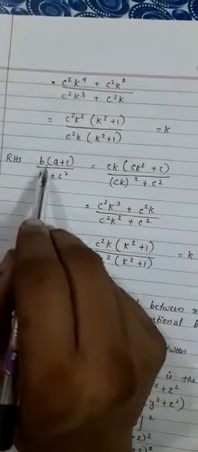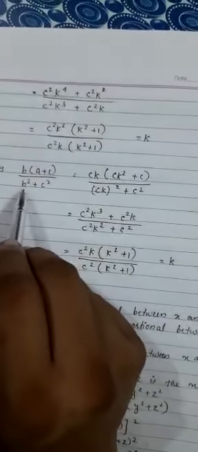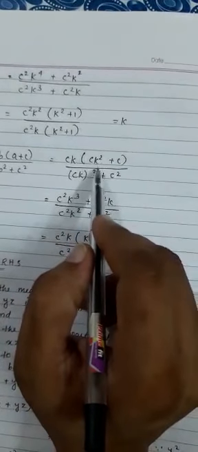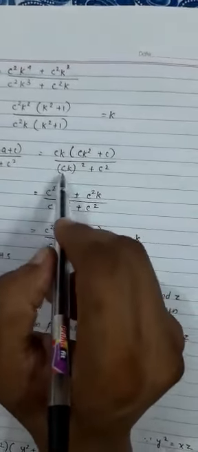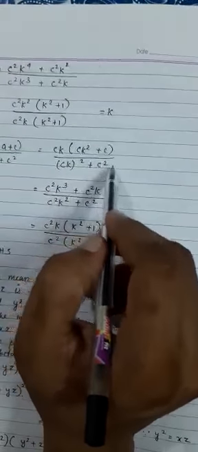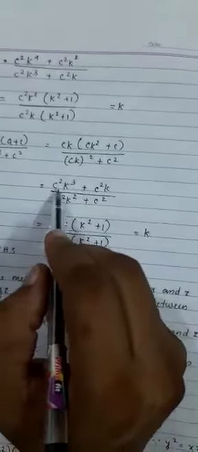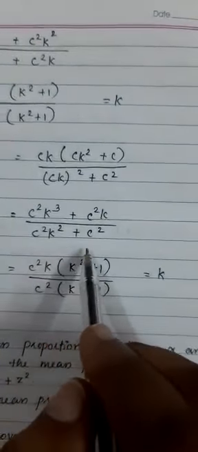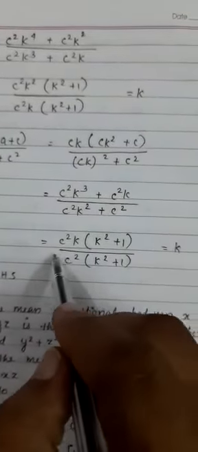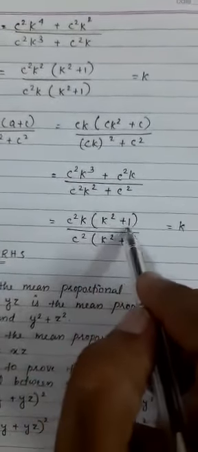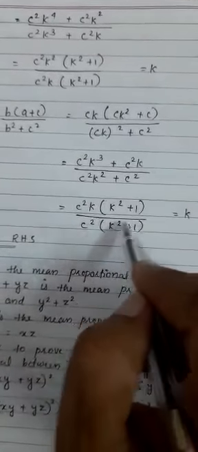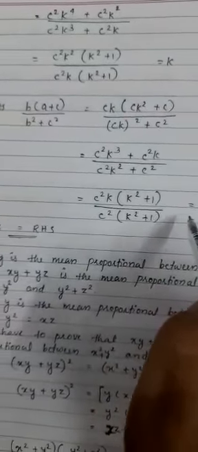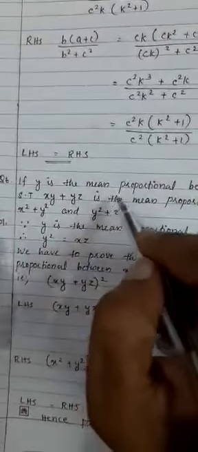RHS. B into a plus c upon b square plus c square is equal to ck into ck square plus c upon ck the whole square plus c square. That is equal to c square k cube plus c square k upon c square k square plus c square. That is equal to c square k into k square plus 1 upon c square into k square plus 1. So the answer is k. Therefore, LHS is equal to RHS.